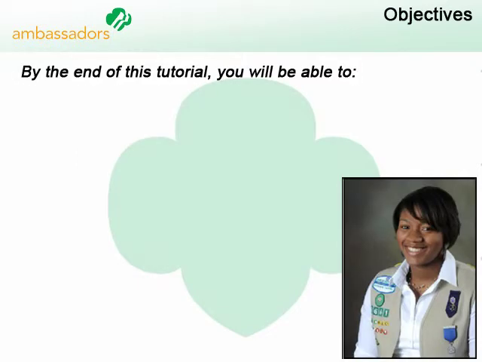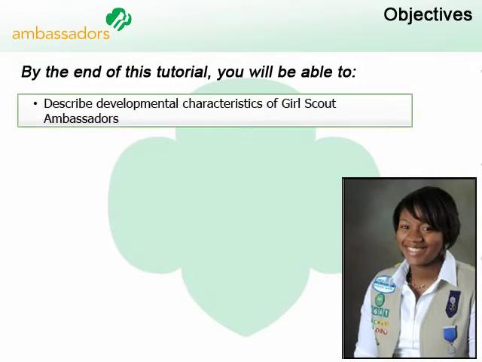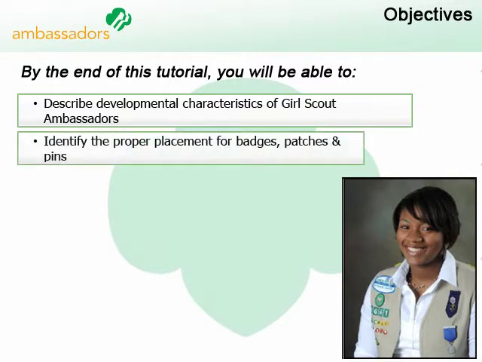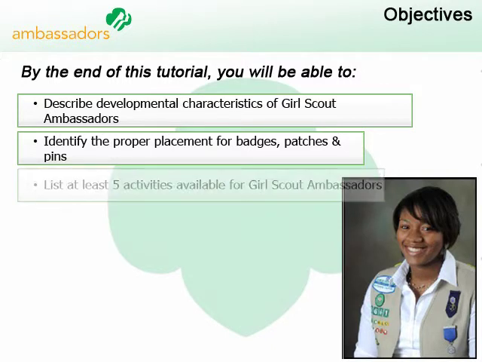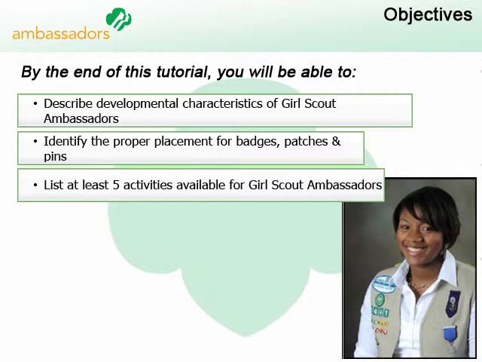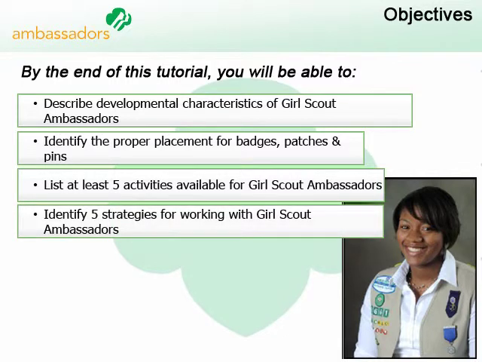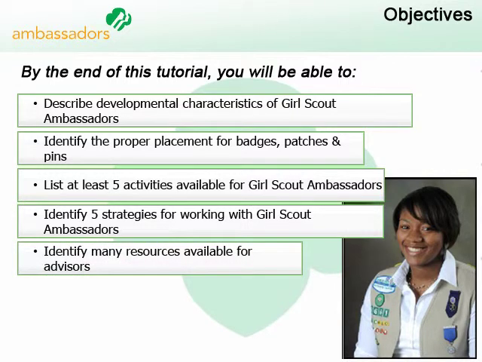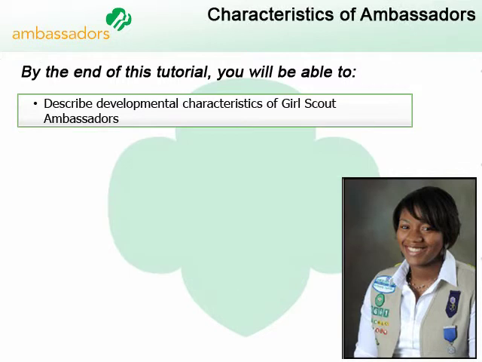By the end of this tutorial, you will be able to describe the developmental characteristics of Girl Scout ambassadors, identify the proper placement for badges, patches, and pins, list at least 5 activities available for Girl Scout ambassadors, identify 5 strategies for working with Girl Scout ambassadors, and identify many resources available to Girl Scout ambassador advisors. Let's start by discussing some common characteristics of Girl Scout ambassadors.